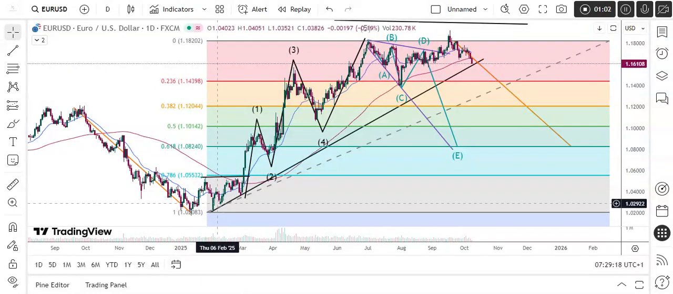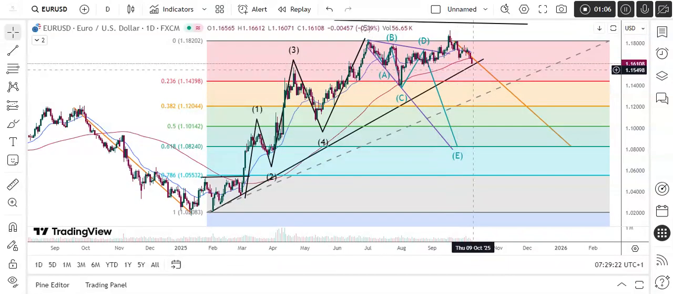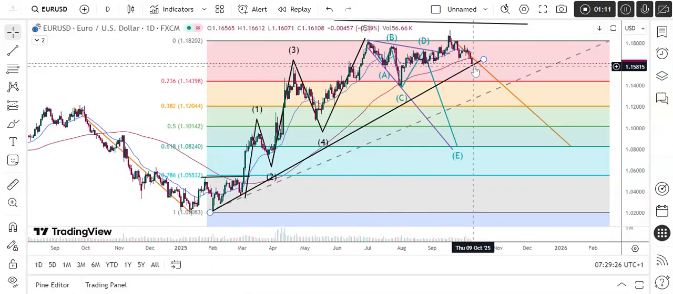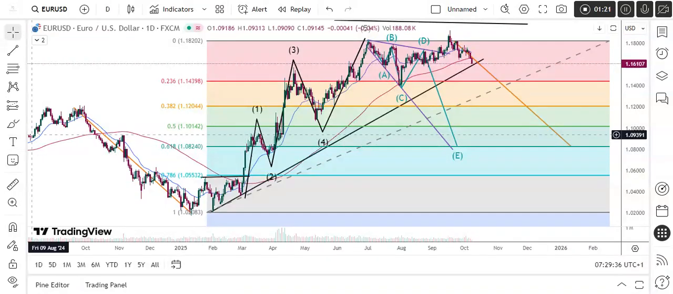The third confirmation will be breaking under this trend line here. First, second, and this will be the third touch. Crossing under this trend line is going to be the full confirmation for me. My target is going to be between 1.08 and 1.09.